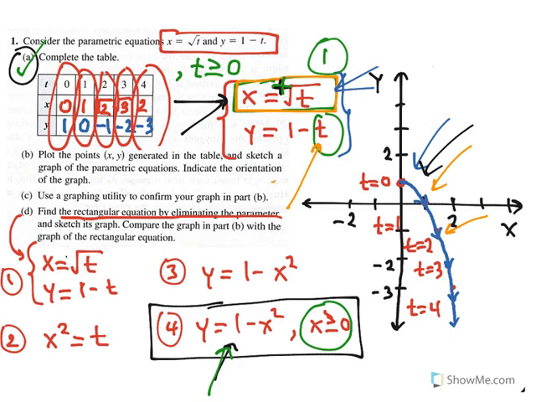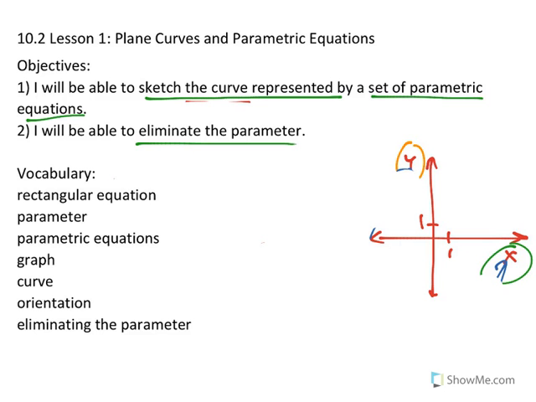When we wrote ordered pairs x, y that corresponded to certain values of t, and plotted those points to get the curve given by the set of parametric equations. So today, we looked at these two objectives. You'll be able to sketch the curve represented by a set of parametric equations, and you'll be able to eliminate the parameter.